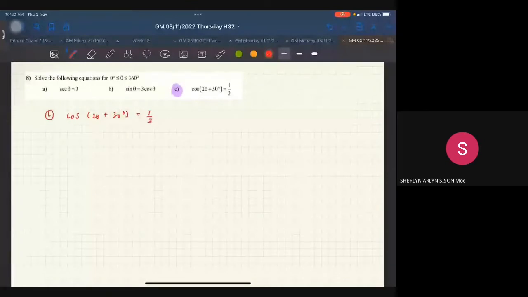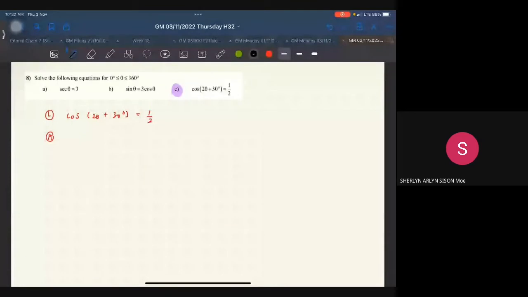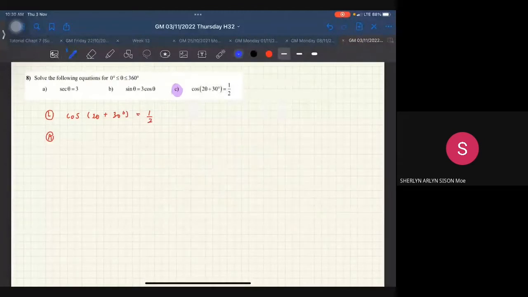Siap tak? Okay, so step kedua. A. So A ni refers to apa guys? What is this A refers to? Cuba jawab. Saya nak tengok faham ke tak? The second step ni. Awak nak cari apa sebenarnya dekat sini? What are you trying to find here? Come on guys, please respond. Okay, alpha. Betul. Thank you Daya.